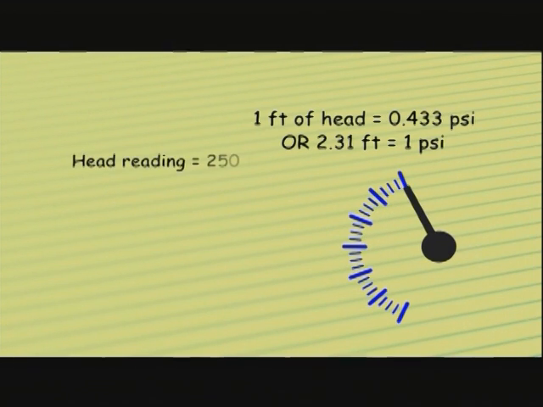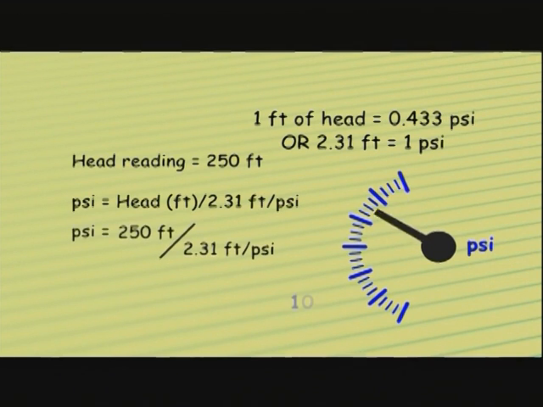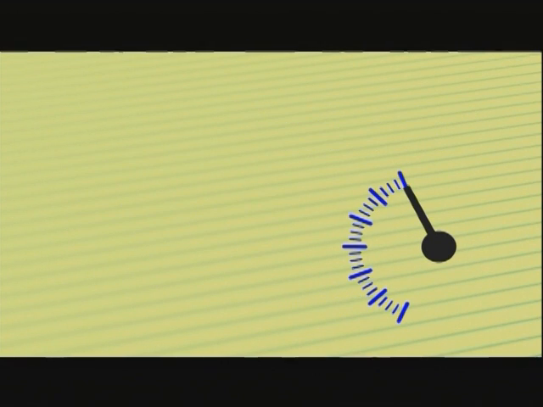If we have a head reading of 250 feet, what is the psi on the pressure gauge? It's basically the same calculation. If we want to know psi, this is going to equal head in feet divided by 2.31 feet per psi, which equals 108 psi.